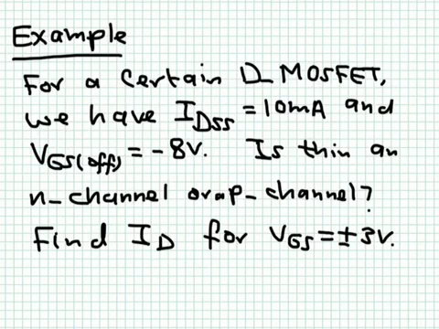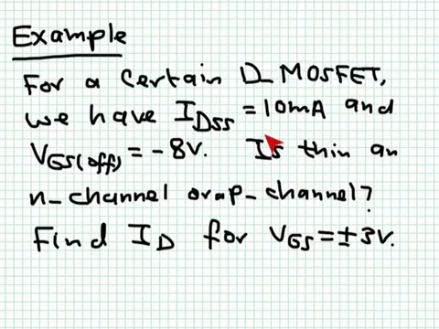So this must be an N-type or N-channel D-MOSFET. Now, to find the ID for different VGS, we have the quadratic expression, and again this quadratic expression assumes that we enter the saturation region, or what they call the pinch-off region. So in that case, the current is not dependent on VDS anymore. So we have the quadratic equation.